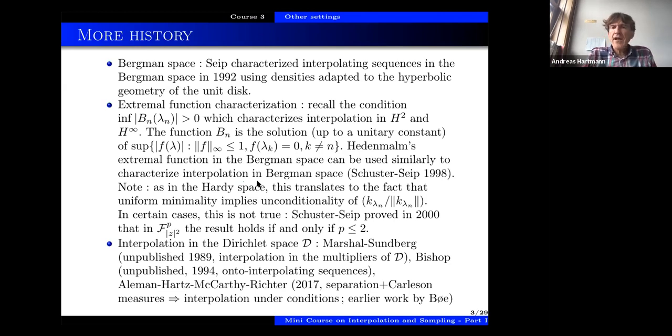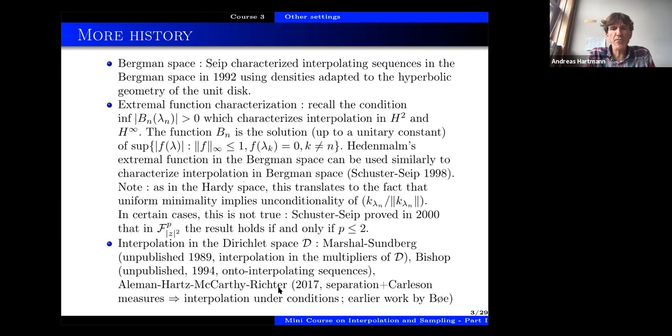I also mentioned that there are many results in the Dirichlet space, and a strange thing is that there are some unpublished papers. So we have this result by Agler, Hartz, McCarthy, and Richter, which says that in certain spaces separation and the Carleson measure condition imply interpolation. Okay, this was just to complete some history on this.